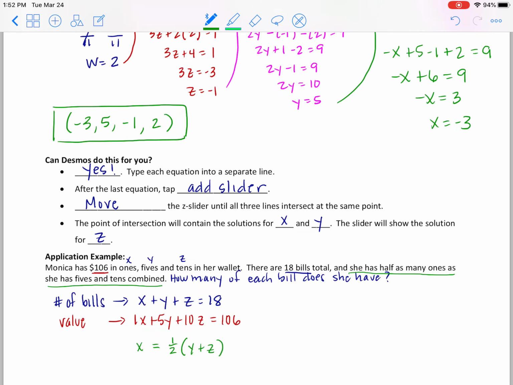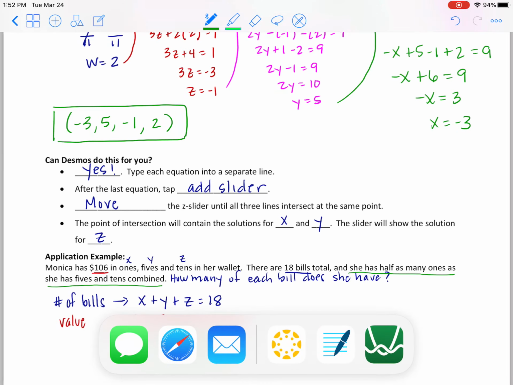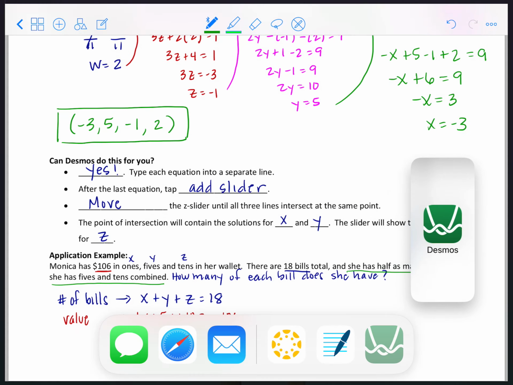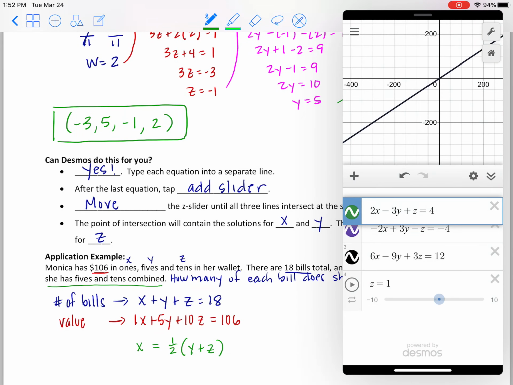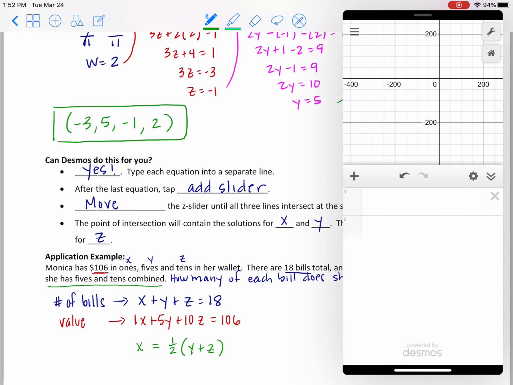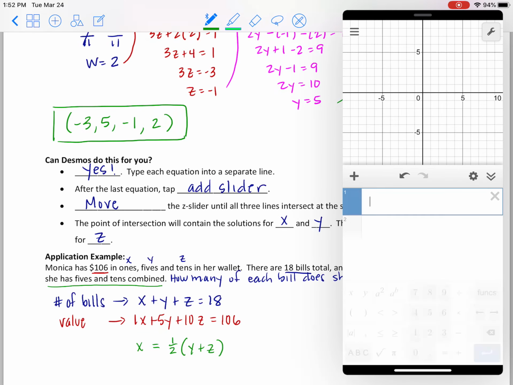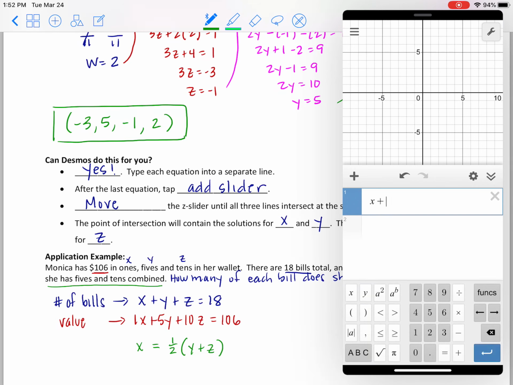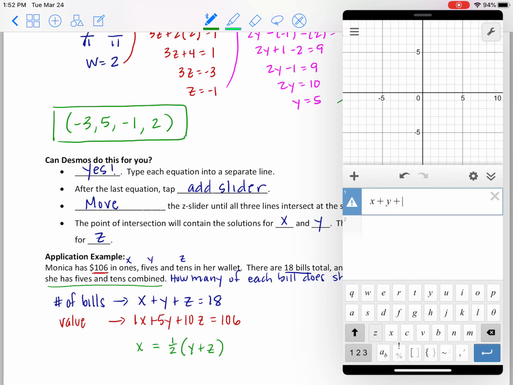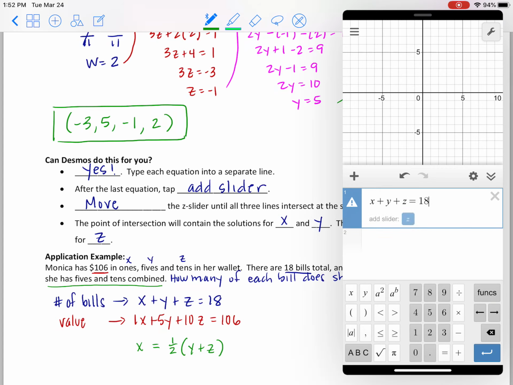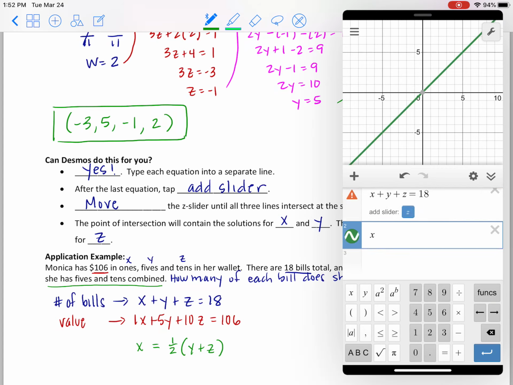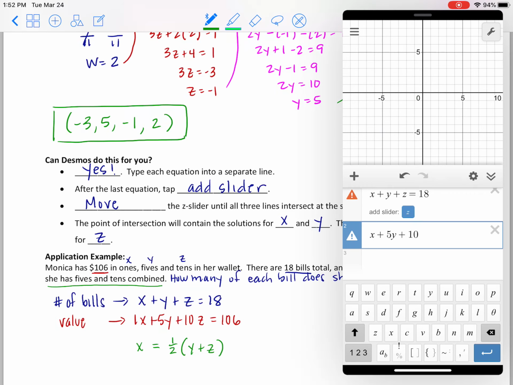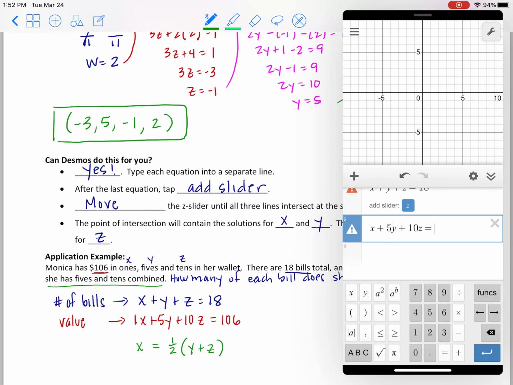Now, we don't have to worry about doing any work by hand. Good thing, because I didn't give you any space. But I'm going to go ahead and pull Desmos up so we can see one more time how to work this. So we've got, start from scratch here, and I'm going to hit the little home button to fix my window. So we had x plus y plus z equal to, let's see, there are 18 bills, and then it's $1 for every x, plus $5 for every y, plus $10 for every z, equal to $106.